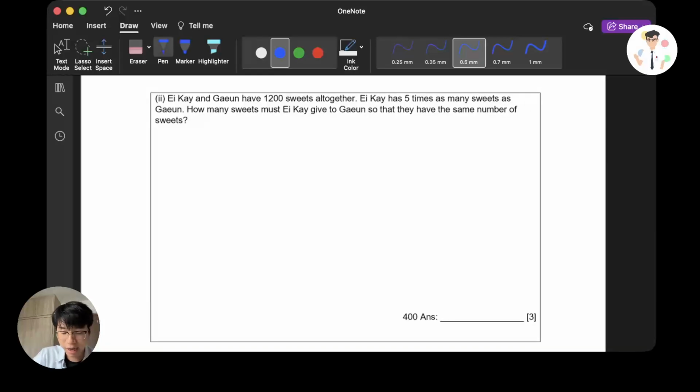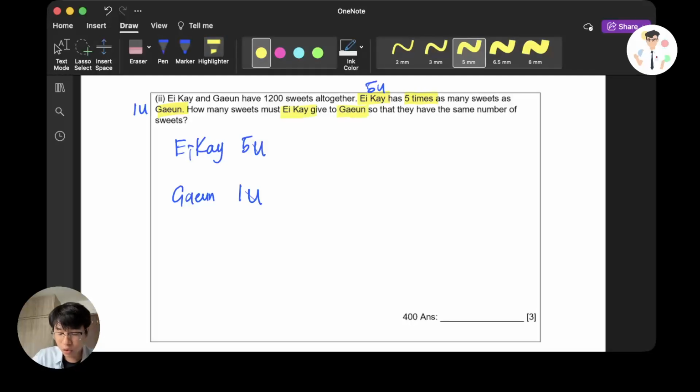Now let's look at number 2. EK and Gaen had 1,200 sweets altogether. Here it says that EK had 5 times as many sweets as Gaen. This reminds us that if Gaen has 1 unit, EK has 5 units. So now let me draw here EK, then here will be Gaen. EK 5 units, Gaen 1 unit. Now, how many sweets must EK give to Gaen so that they have the same number of sweets? That means at the end it will be the same.